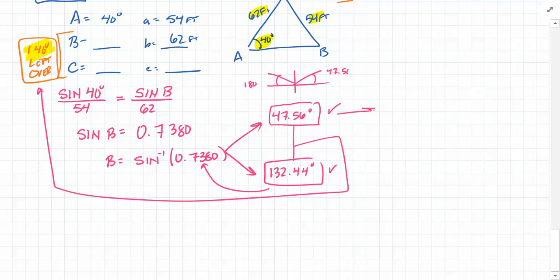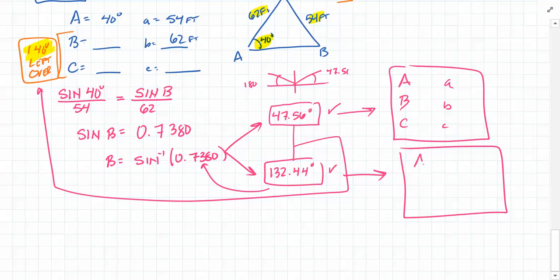So if I take this one and I solve it, I would get A, B, and C, and little a, little b, and little c. Or if I take this one and solve it, I would get A, B, and C, little a, little b, and little c. I've already solved these for you ahead of time, just to show you. So this stays the same in both cases, 40, 40. Little a was 54 feet, 54 feet. Little b was 62 feet, 62 feet.